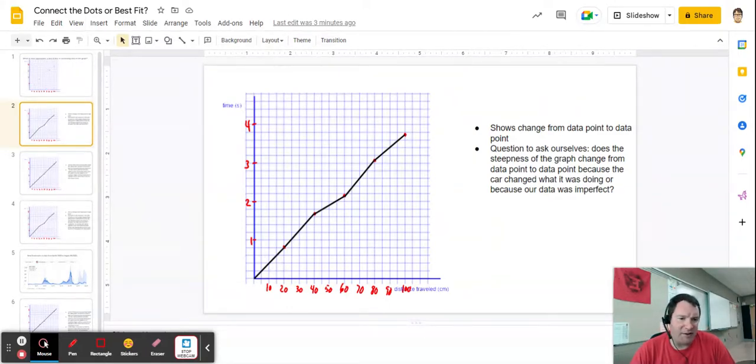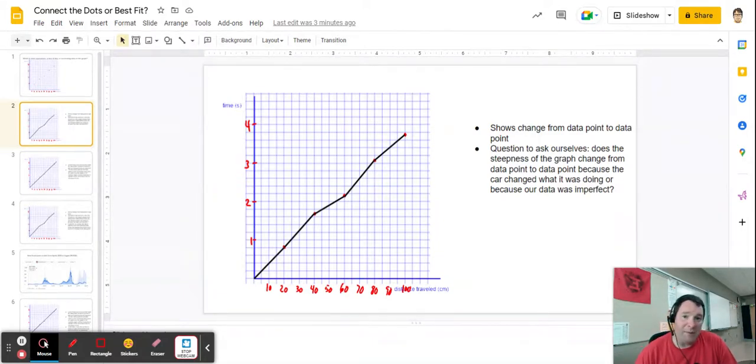Now, if we find ourselves in a situation where we really care about the dot to dot to dot, like the exactness of those points, and we're very confident in the locations of those points, and we want to see exact change from a data point that we're very confident in to another data point that we're very confident in, then a dot to dot plan might be the right plan.